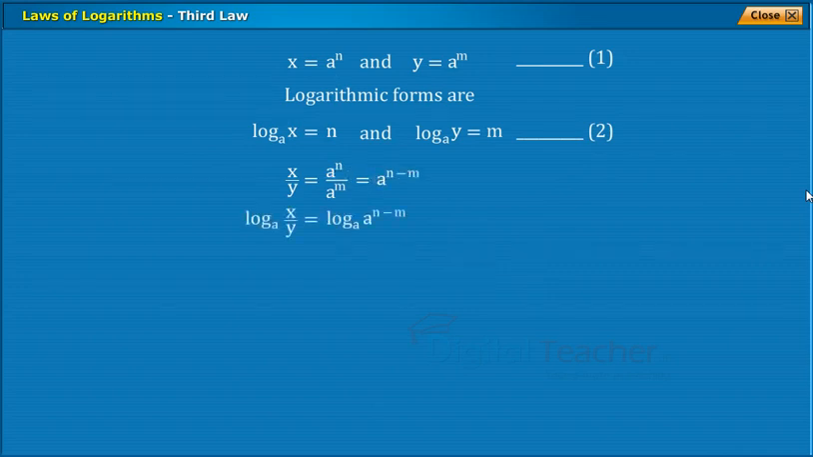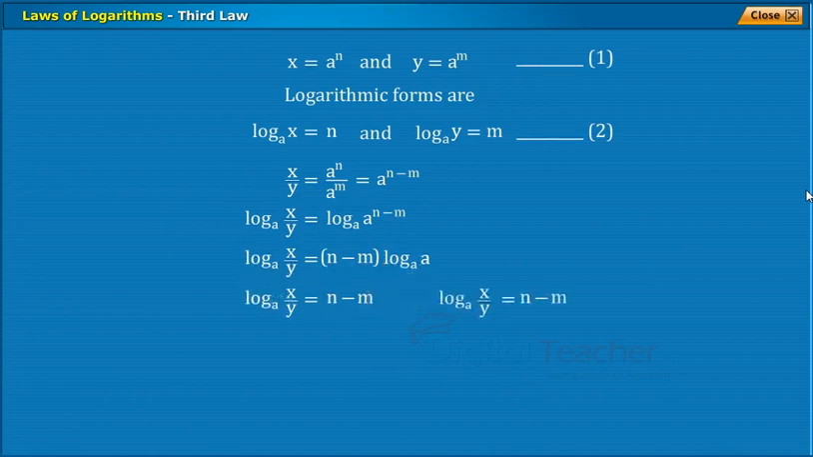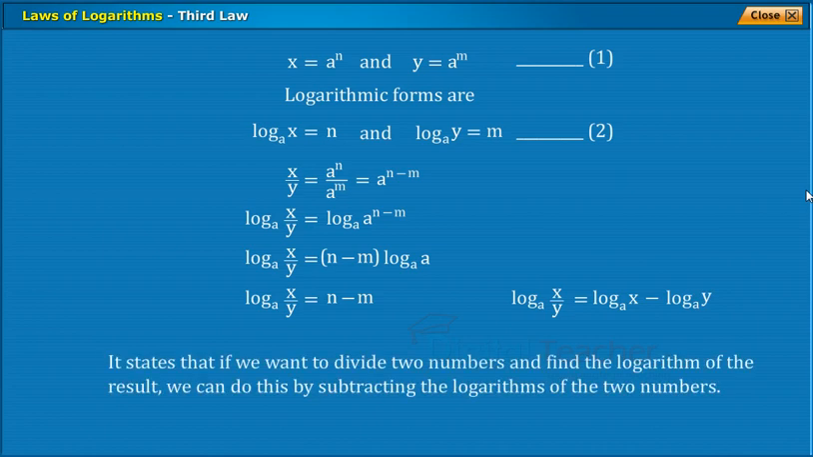Applying the laws of exponents to the above equation and applying logarithms, we get as shown on the screen. From 2, we can write it as log x by y to the base a is equal to log x to the base a minus log y to the base a. This is the third law. It states that if we want to divide two numbers and find the logarithm of the result, we can do this by subtracting the logarithms of the two numbers.